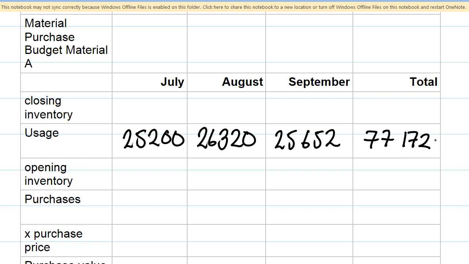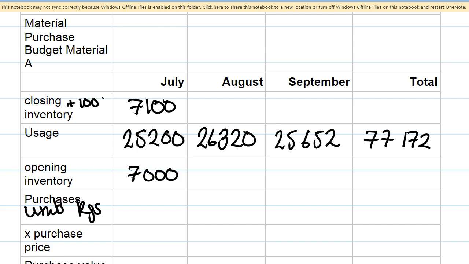I now have to work out how much I'm going to buy. So I'm going to work out my purchases in units, which is in this case kilograms, and for that I need to take into account my opening and closing inventory. My opening inventory on the 1st of July is in the question 7,000 kilograms. The question then tells me that my raw material inventory should increase by 100 kilograms each month. Now this is much simpler a calculation, so I'm not going to do a working, but I am going to say that that's going to be plus 100, and then hopefully a marker will understand what I'm doing.